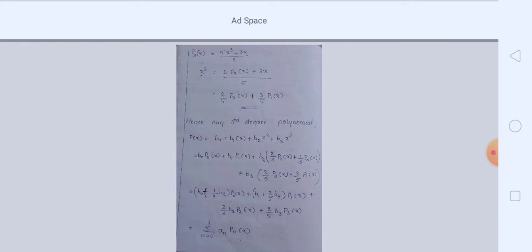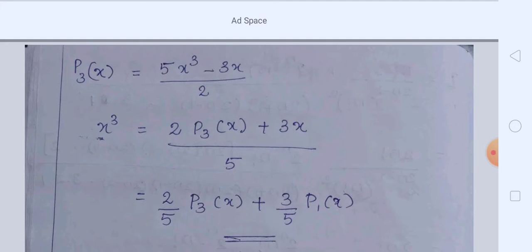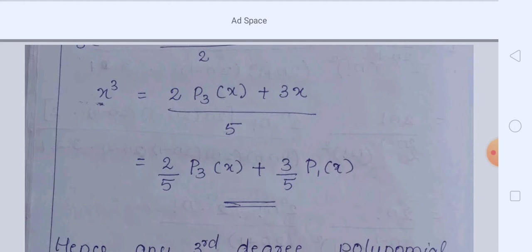Also, P3(x) = (5x³ − 3x)/2. From that, x³ equals (2 P3(x) + 3x)/5, and instead of x we can write P1(x). Therefore, x³ = (2/5) P3(x) + (3/5) P1(x).